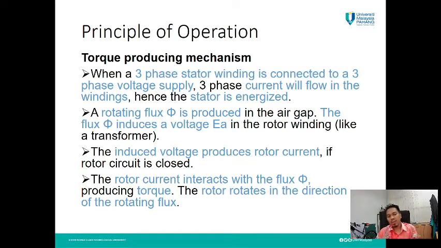So the concept of the induction motor is similar to the concept of a transformer. Why do we call it an induction motor? Because the induced current flows in the secondary, or in the rotor, because of the rotating magnetic field. So we produce the induced voltage, and then the interaction between the voltage in the rotor and the stator will produce the torque.